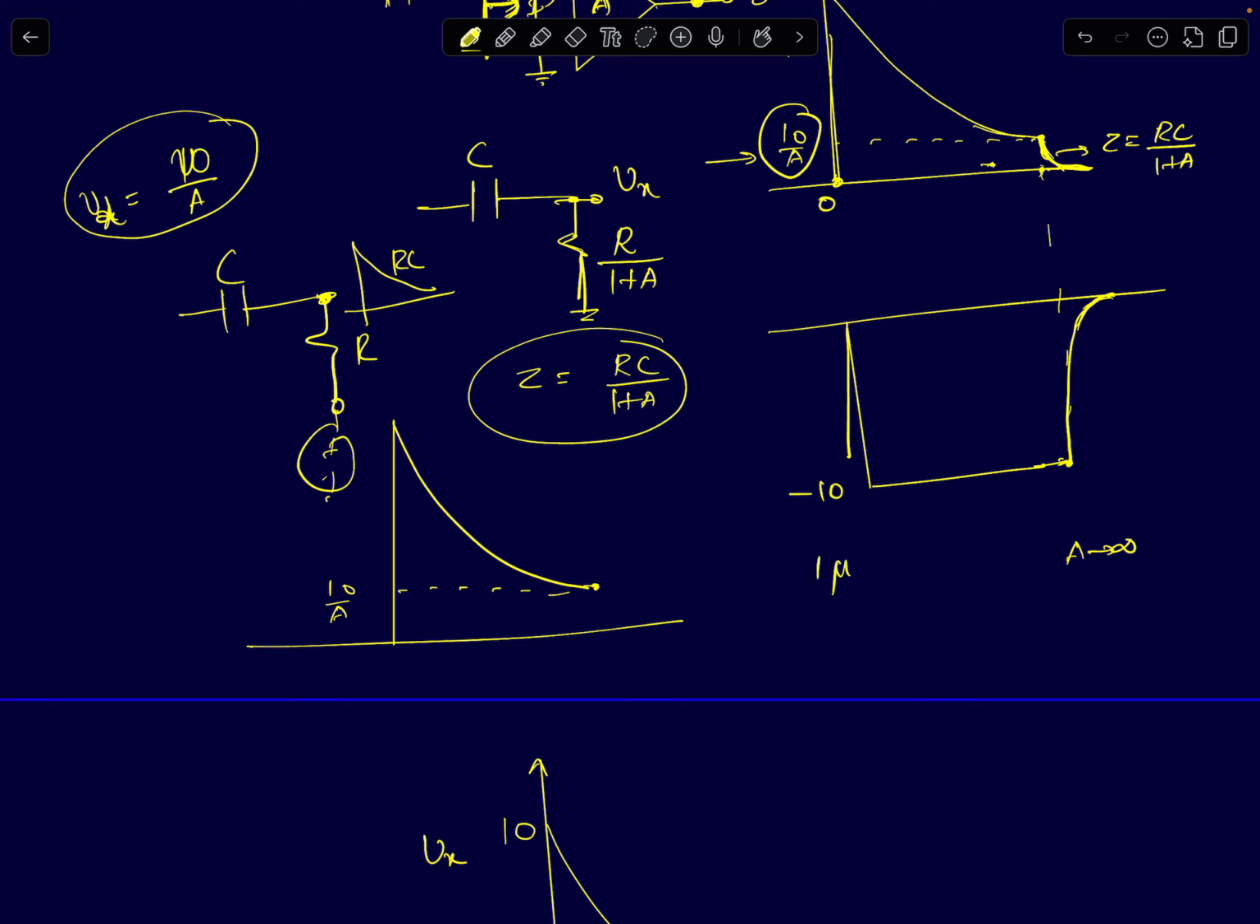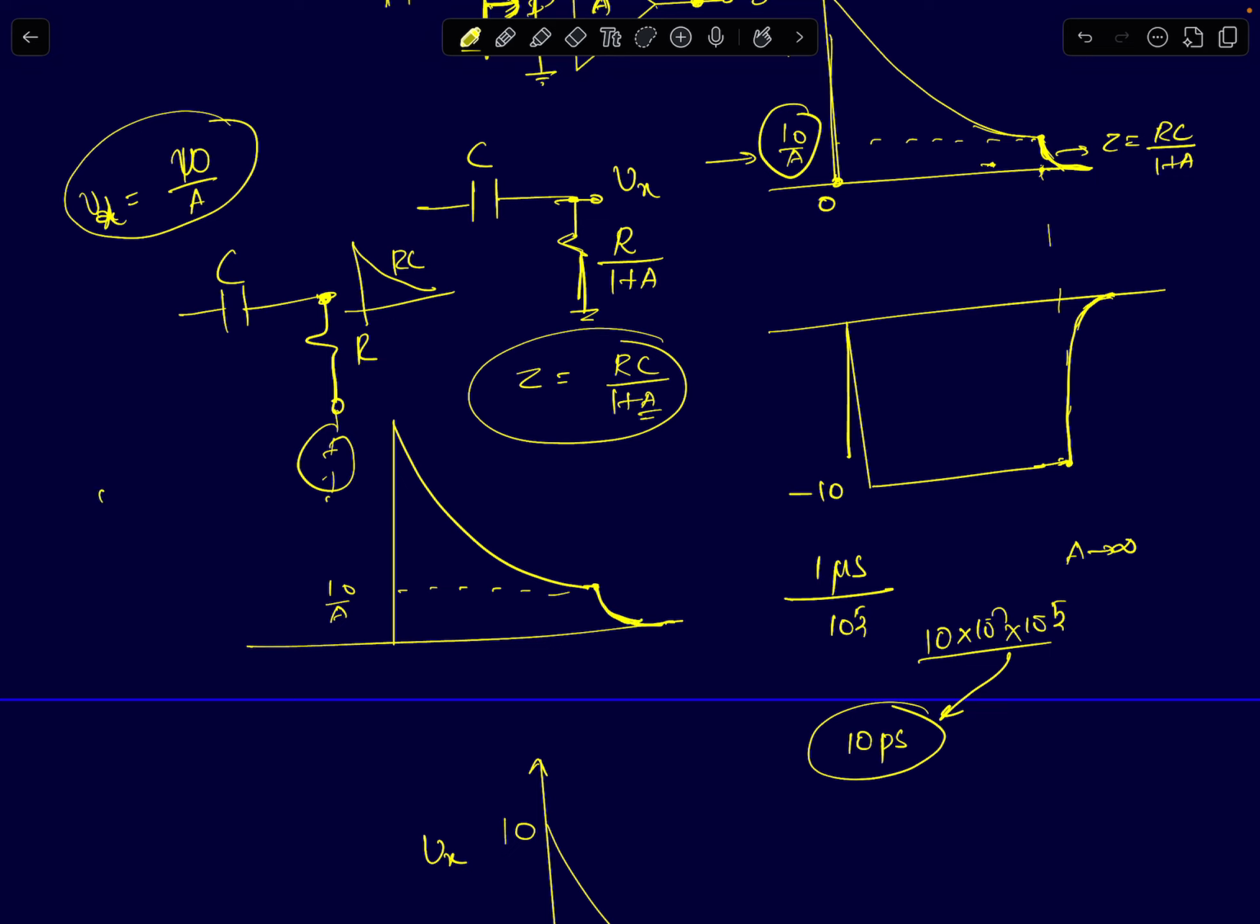So if your RC is 1 microsecond and A is 10 power 5, I will assume 1 plus A is close to A, 10 power 5. What will this come to? It will come to 10 picoseconds, right? So I can write it as 10 to the power minus 7 into 10 to the power minus 5, so that will be 10 picoseconds. So from this point onwards, from 10 by A, it will decay down, it will discharge at a rate of 10 picoseconds. It will discharge very fast at this instant.